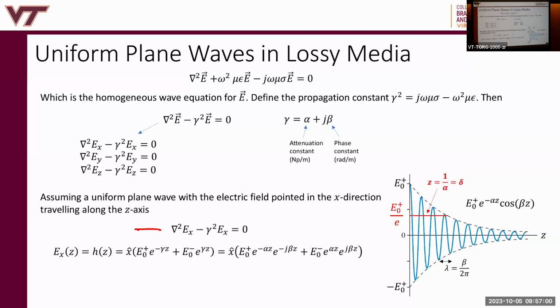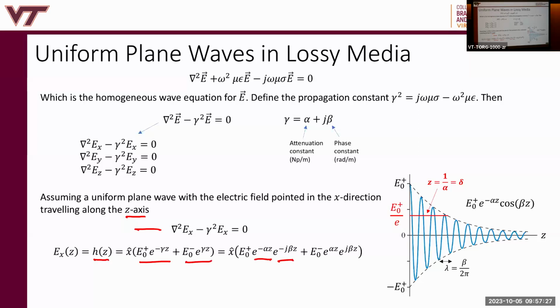Del squared E x minus gamma squared E x equal to 0. We know that the solution to this differential equation has only a function of z because it's traveling only along the z-axis and it's a plane wave. Therefore, the electric field does not vary with respect to y and x by definition of a plane wave. So we have only a function of z. The solution to that is E naught e to the minus gamma z, plus E naught e to the plus gamma z, right? And we can separate gamma into its real and imaginary parts.